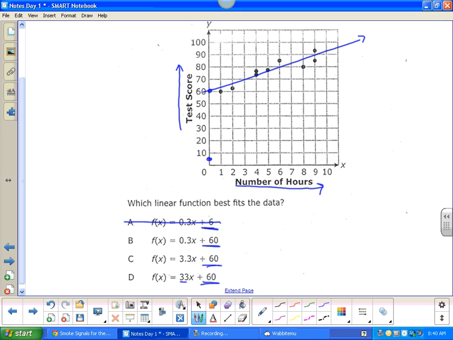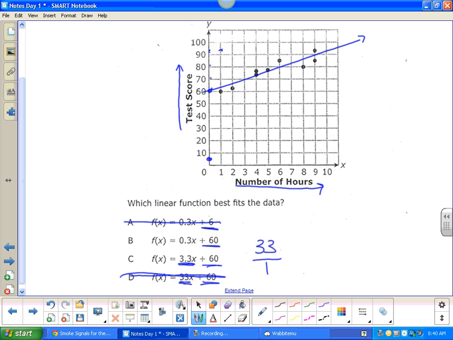D has a slope of 33. Point that one out because it's the biggest. That means 33 over 1, so up 33 and over 1. Well, if I start here at 60 and I go up 33, there's 10, 20, 33, and over 1, that's definitely nowhere near where I am. So I'm going to cross him out.